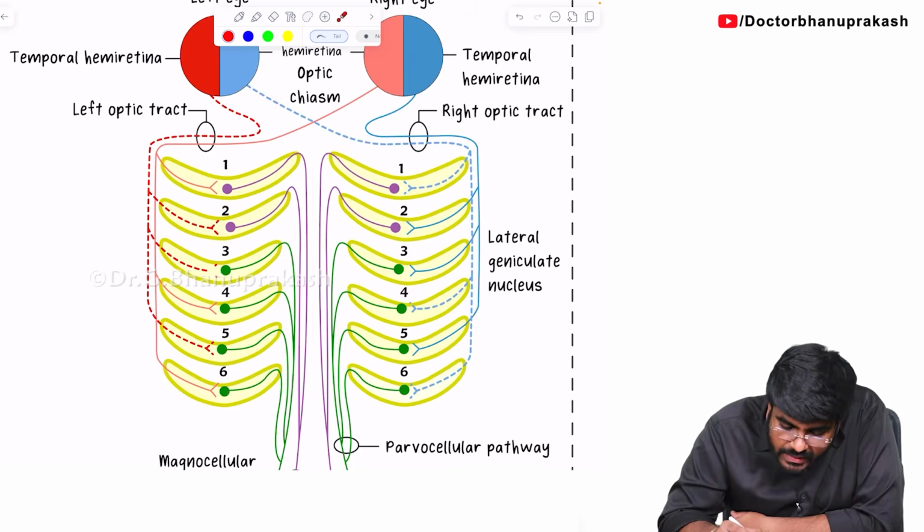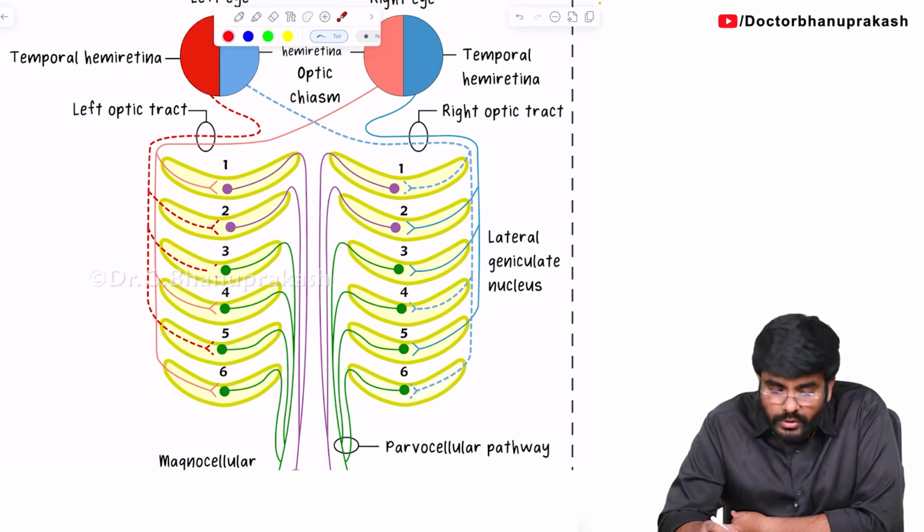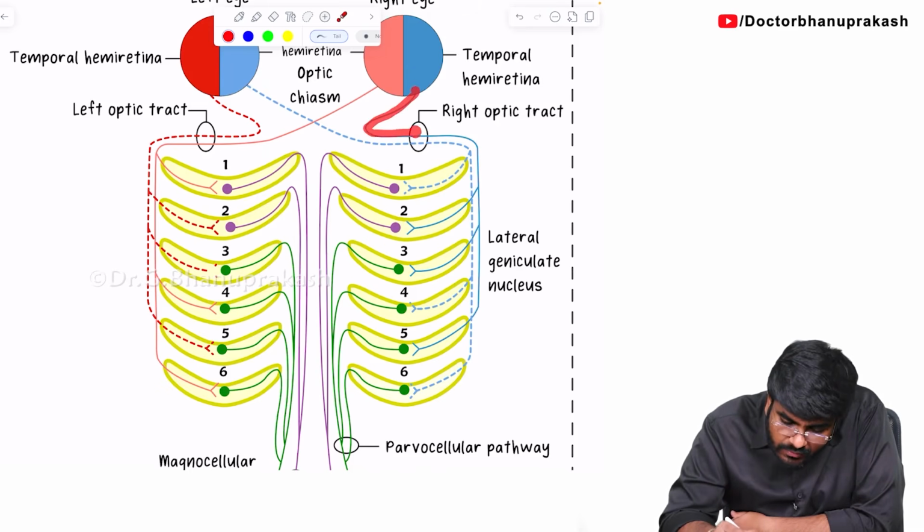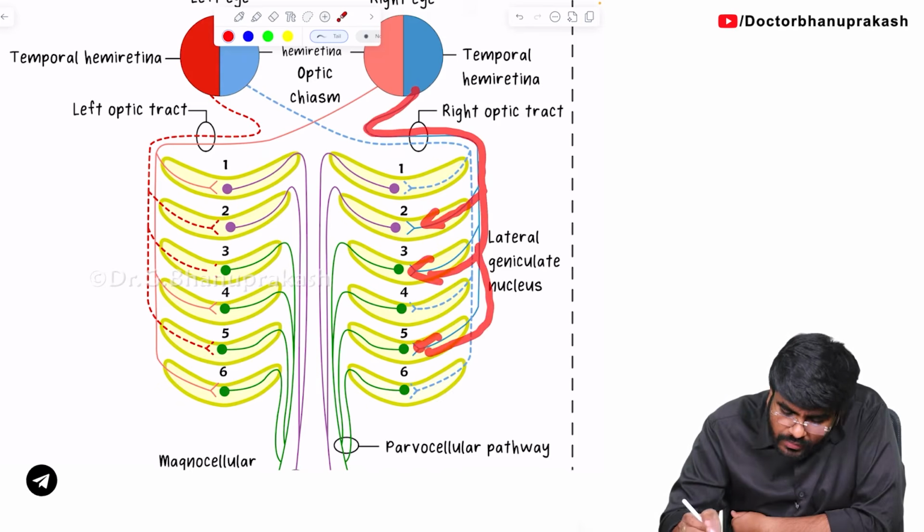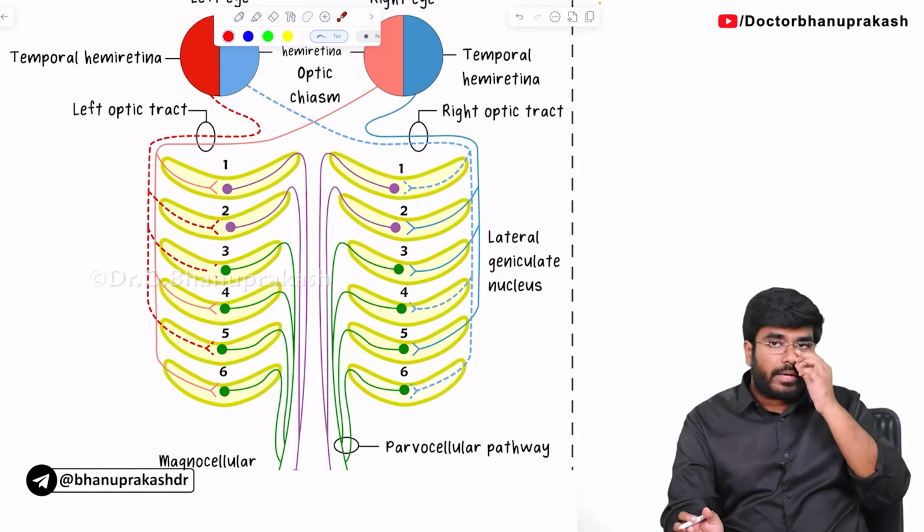And who else is there in the optic tract? There is the ipsilateral temporal fiber. Where is the ipsilateral temporal fiber going? The ipsilateral temporal fiber is going to layer number 2, 3 and 5. That's it. So, input completed. We have completed the topic of input.